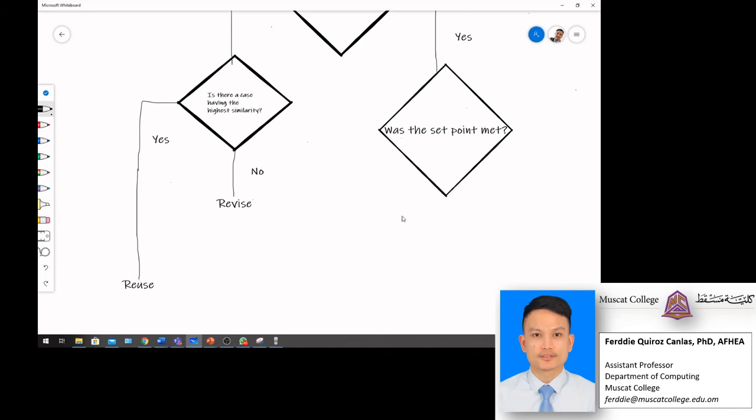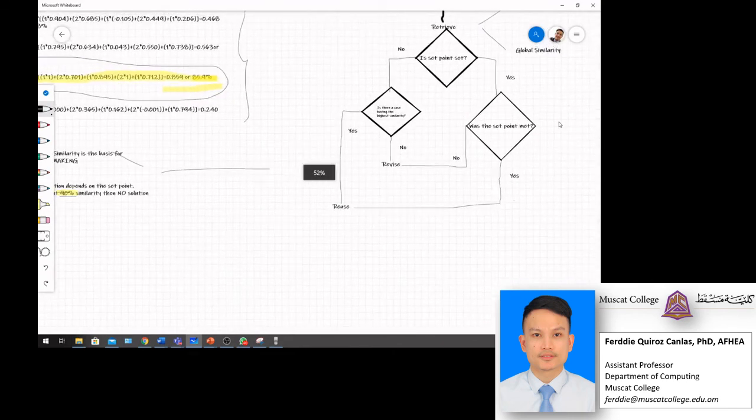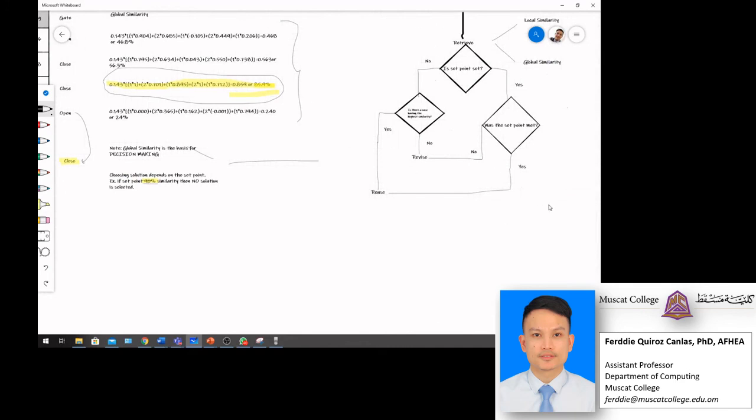Okay, so if the answer is yes, then go with reuse. Okay, so this is how you will do it. If the answer is no, meaning the set point was not met, then you have to go with revise. Okay, so this is the total flow chart for your case-based reasoning for all the cycles. Okay, so let me just repeat it.